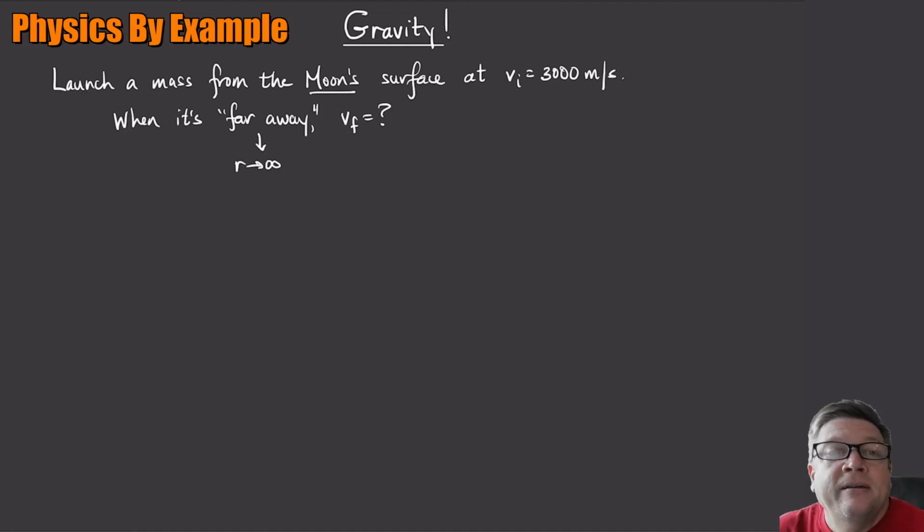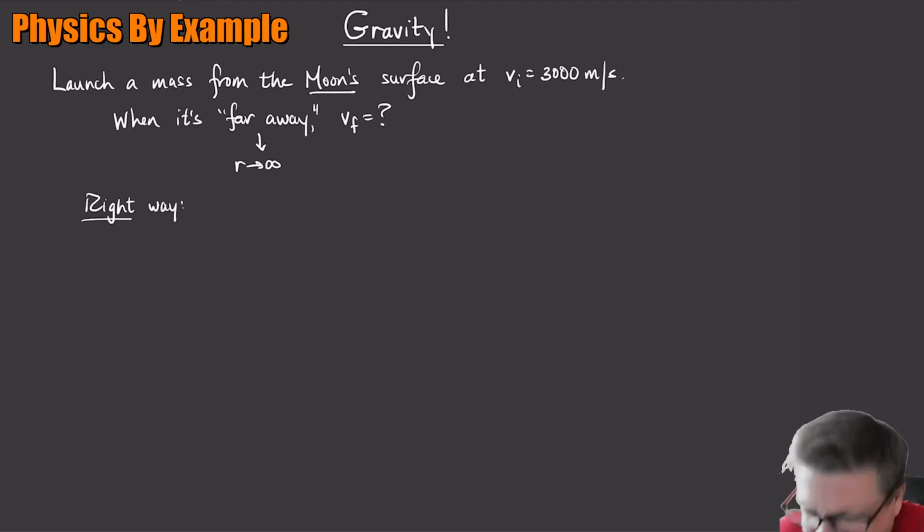I'll show you the way you should solve it, and then I'll show you a shortcut that sometimes people try. And then we'll talk about why it's wrong. Here's the right way, let's call it. There's lots of ways you could solve these problems, but let's say that this is the right way. Energy initial equals energy final, just like we've been doing.